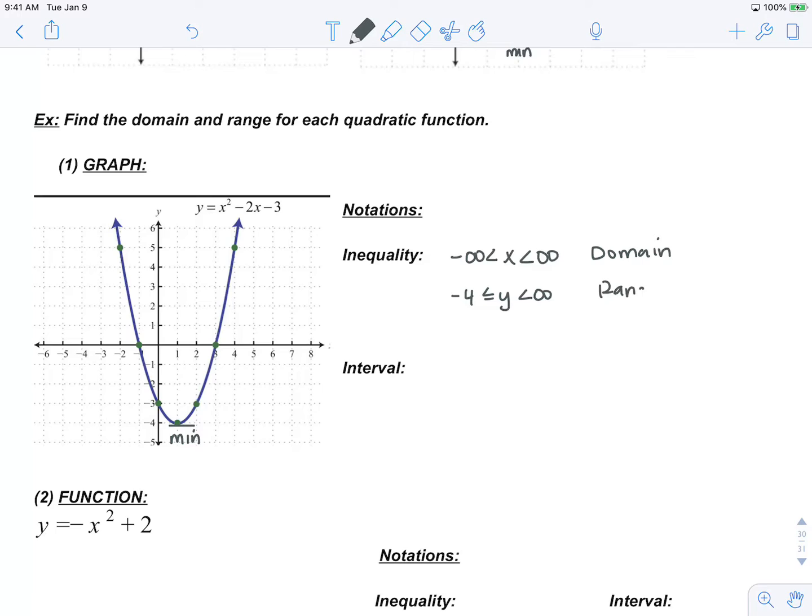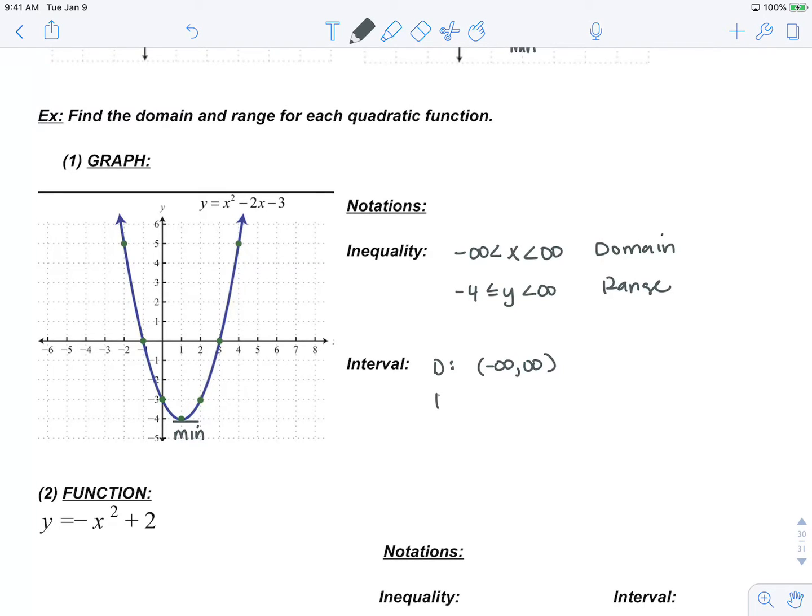But now in interval notation, for our domain, it'll be negative infinity to infinity for x always. And our range is -4, bracket, up to infinity.